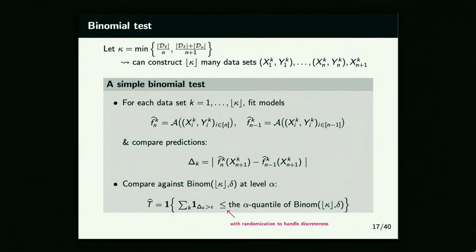And of course, we can check that this satisfies what we're requiring to be a black box test because it calls the algorithm 2 times kappa many times, but it never asks about the properties of the algorithm. It only uses the algorithm as a black box.